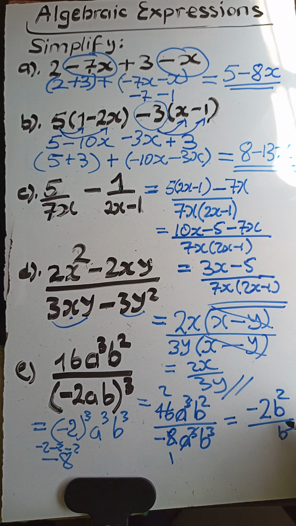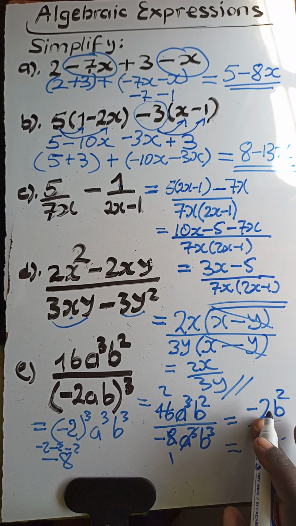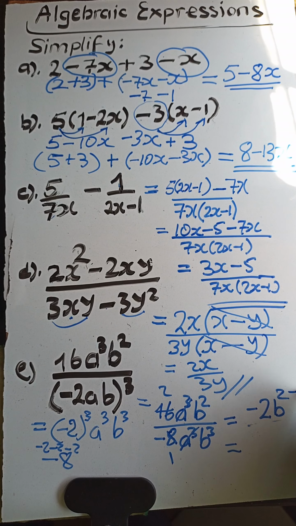This is an index expression with the same base. The base is b, the base is b. The power there is 2, the power here is 3. So when we apply the law of division, it simply subtracts the power. So we can just take off this denominator here and say b to the power 2 minus 3. 2 minus 3 is negative 1. So we finally have negative 2b to the negative 1.